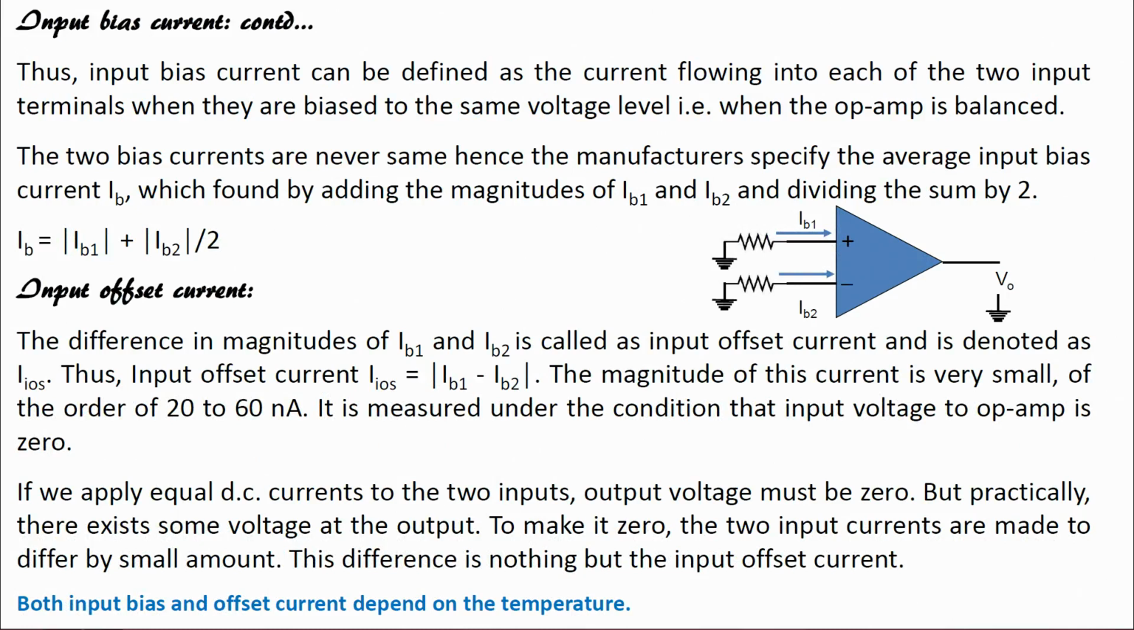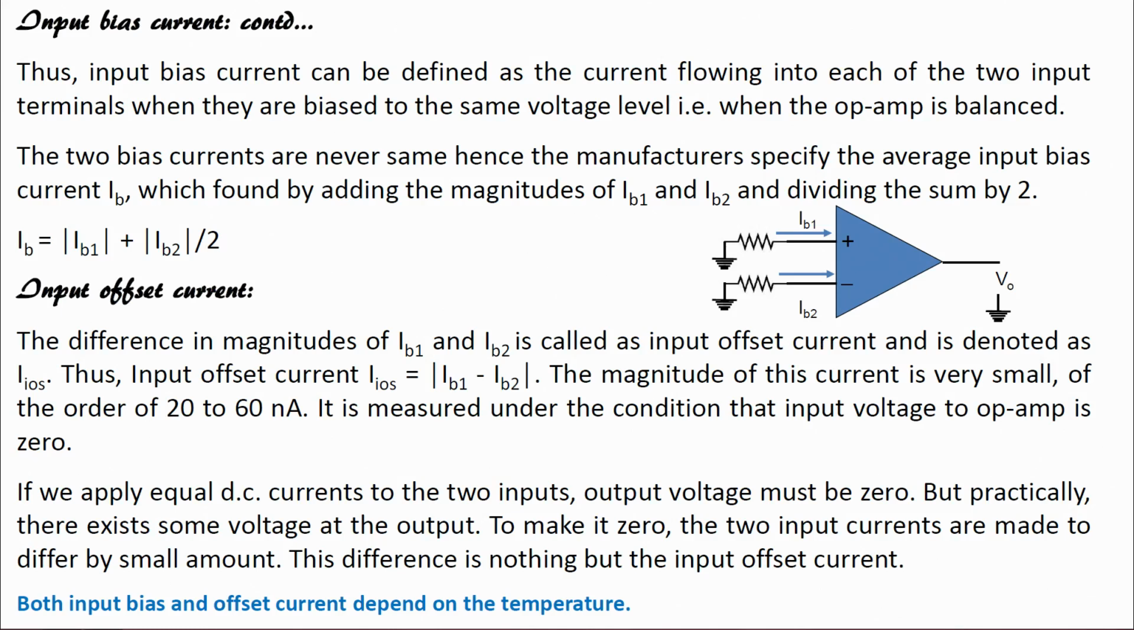The input bias current is measured using this formula, where IB equals |IB1| plus |IB2| divided by 2. When we talk about input offset current, it is the difference in the magnitudes of input bias currents IB1 and IB2, called input offset current and denoted by IOS equals |IB1| minus |IB2|.